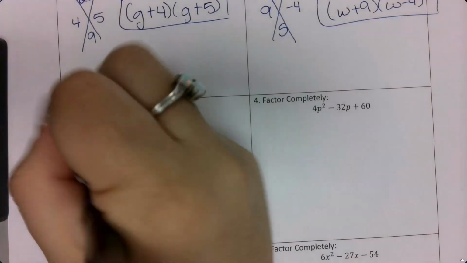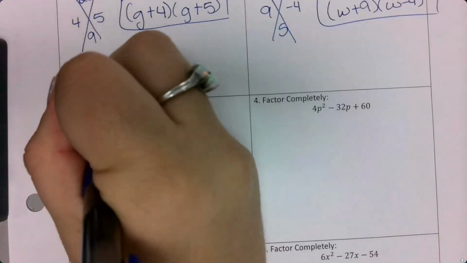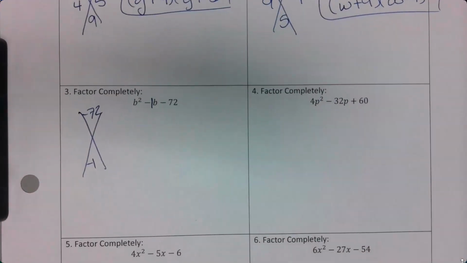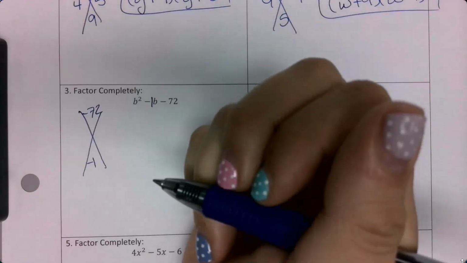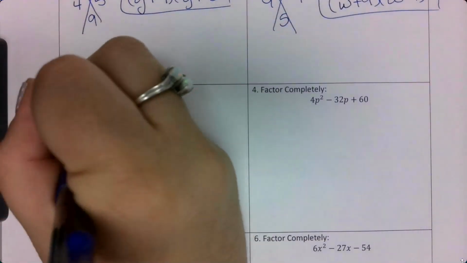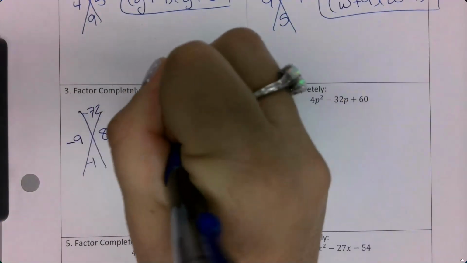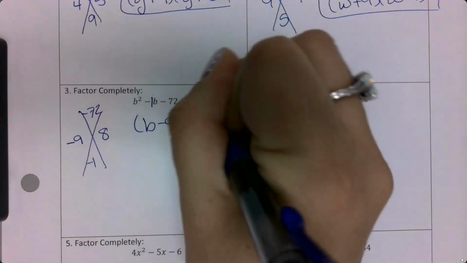Over here, number 3, I want to do my x. So I have -72 and -1. So remember, if there's nothing written in front of that letter, it is a coefficient of 1. So I'm looking for two numbers that multiply to -72 and add to -1. This is -9 and positive 8. So I'm going to write this as b minus 9 times b plus 8.